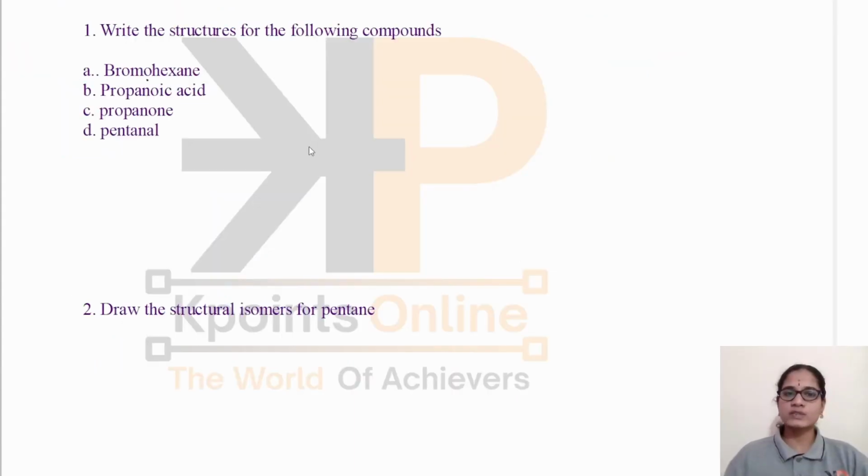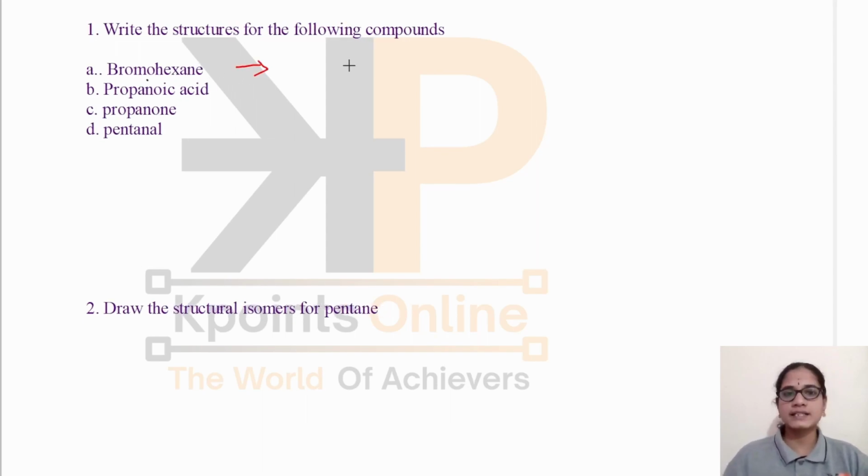Yes, let us solve some of the questions here. Write the structures for the following compounds. First one is bromohexane. Hex means it has 6 carbon atoms: 1, 2, 3, 4, 5, 6. And also the functional group is bromine here, so it is indicated by Br. Yes, we have to write Br here.